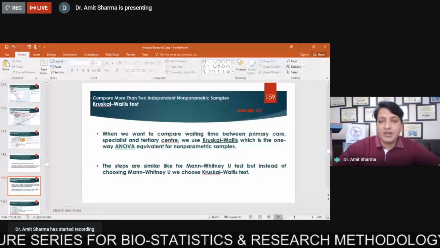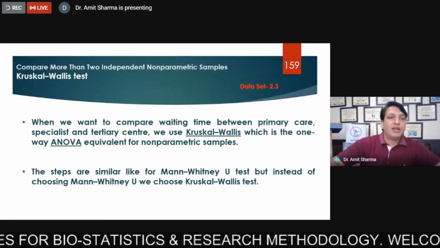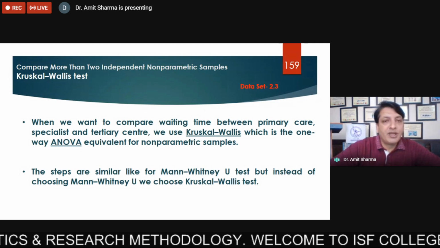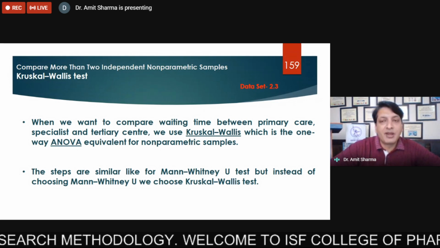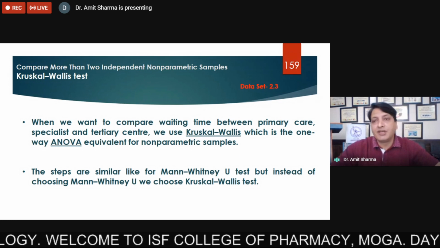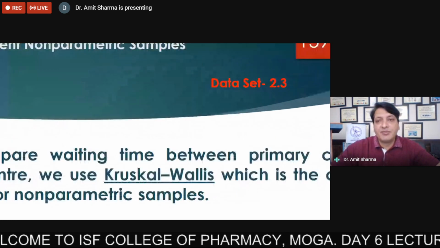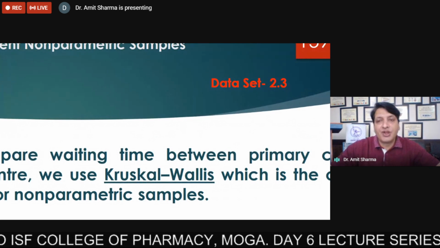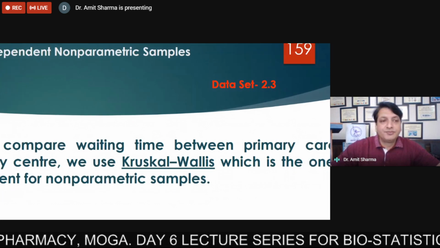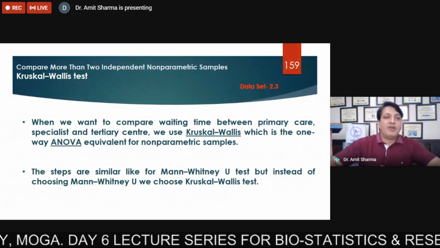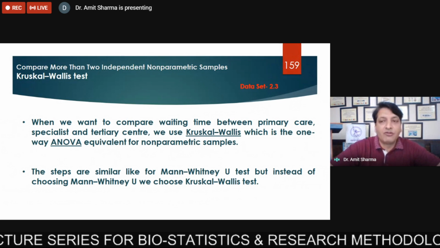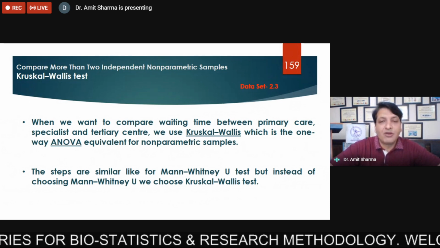This is your Kruskal-Wallis test. In the Kruskal-Wallis test, we compare more than two independent non-parametric samples. For that purpose also, I'm going to use a data set, 2.3. The same data set I'm going to use, but in that data set, instead of type of clinic, I'm going to use the labels. The example I have taken is when we want to compare waiting time between three different units of the hospital based upon the specialty or the facility given.